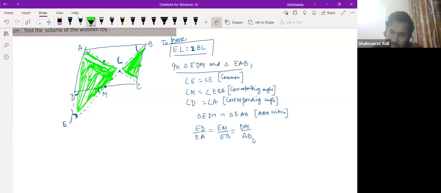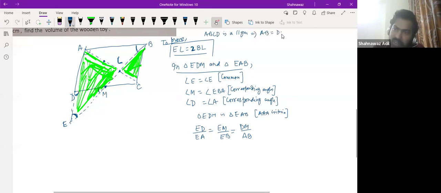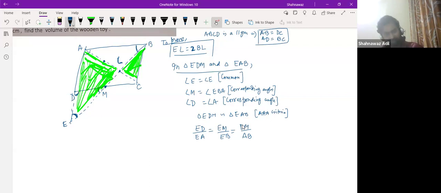Okay, so what can I do? Remember, this is the parallelogram. ABCD is a parallelogram. So I can write AB equal to DC. I can write AD equal to BC. So these two things I can write. Look at these things. What can I write in here?